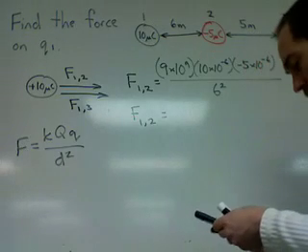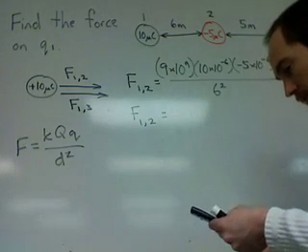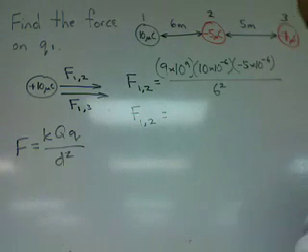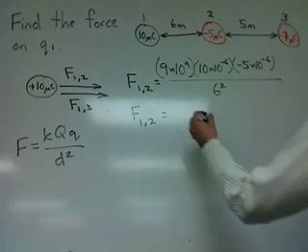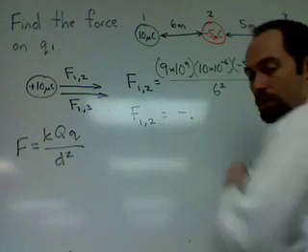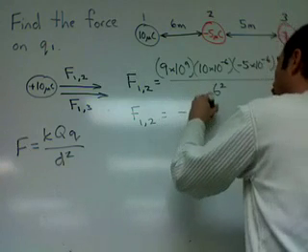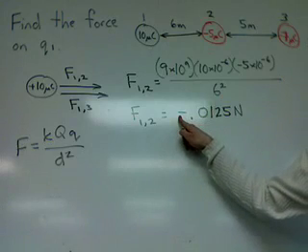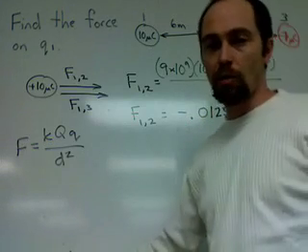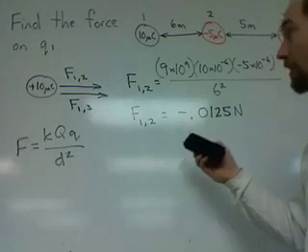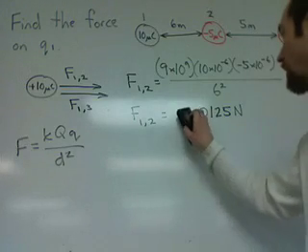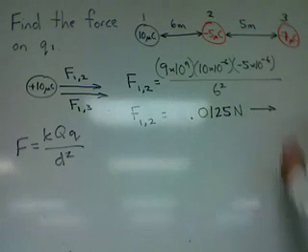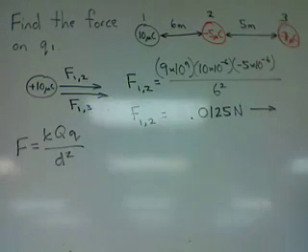9 times 10 to the 9th times 10 times 10 to the minus 6 times 5 times 10 to the minus 6 divided by 36. Okay, and when I do the math, I end up with a negative 0.0125 newtons. Now, the negative tells you that they attract, okay? But I am not going to worry about the negative because the negative just tells you the direction. It tells you that they attract. Instead of putting the negative there, I'm going to get rid of that and just say this is pointing that way because I got that from my free body diagram.